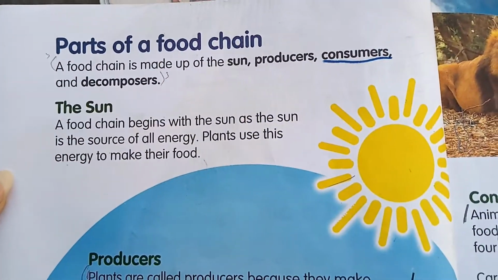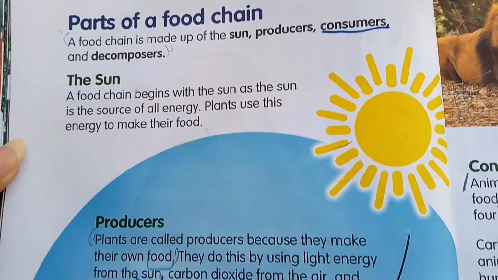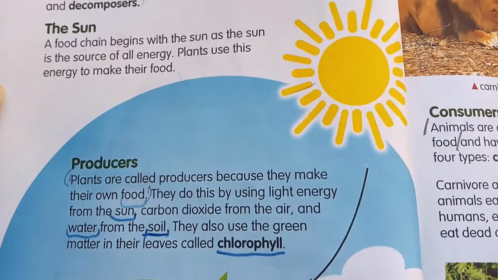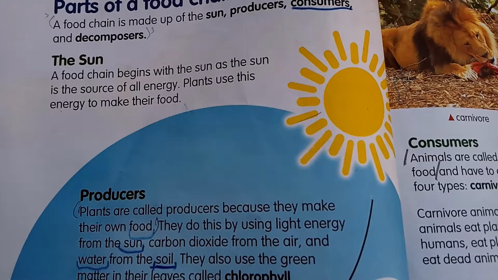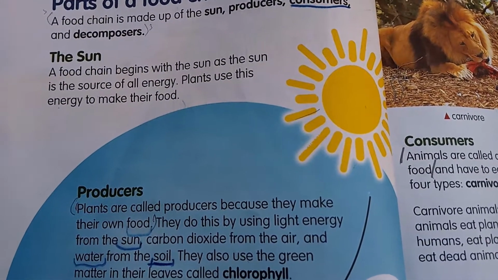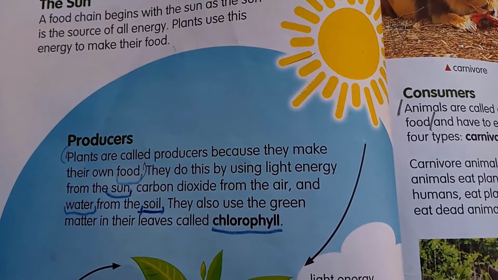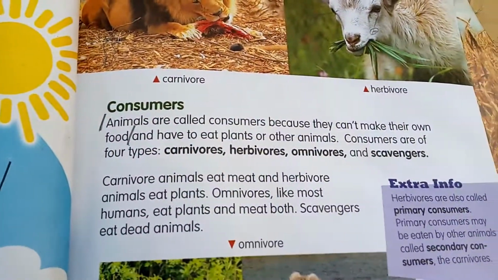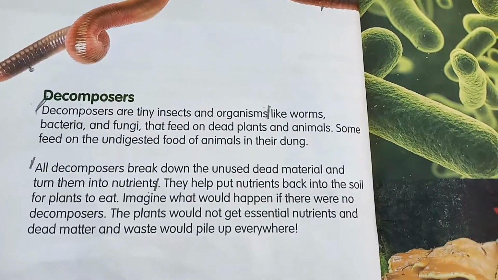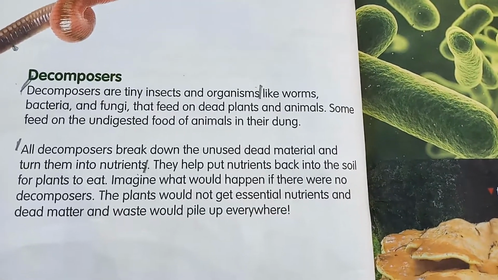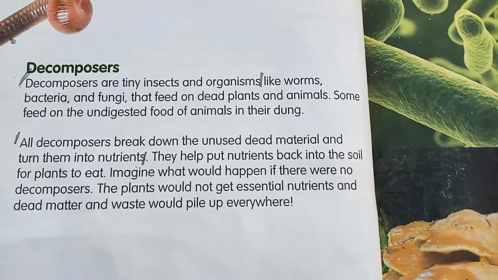Parts of a food chain. A food chain is made up of the sun, producers, consumers and decomposers. So what are the producers? First of all, let's see what role the sun plays. A food chain begins with the sun, as the sun is the source of all energy. Plants are called producers because they make their own food. Consumers. Animals are called consumers because they can't make their own food. Decomposers are tiny insects and organisms. All decomposers break down the unused dead material and turn them into nutrients.